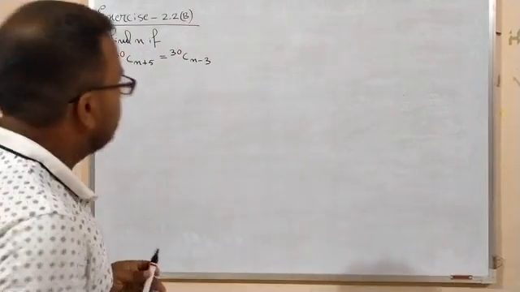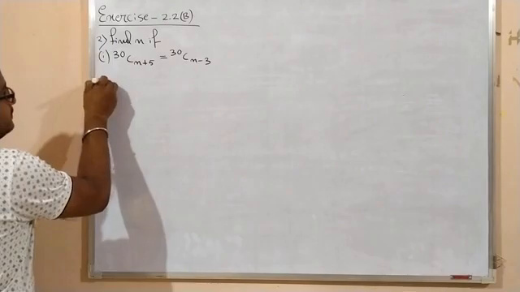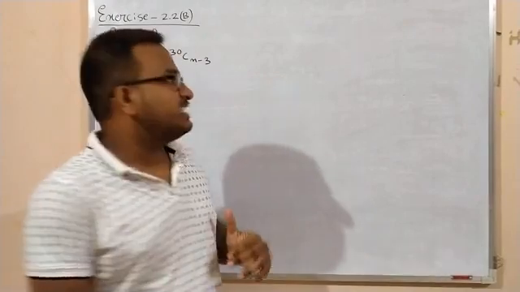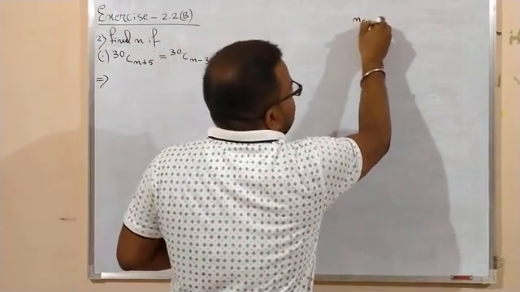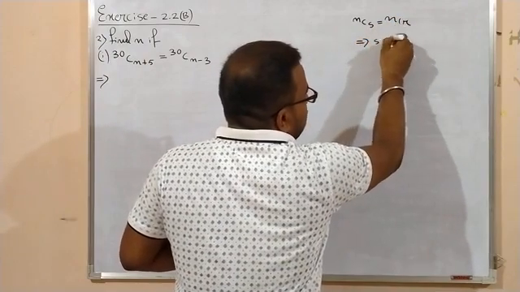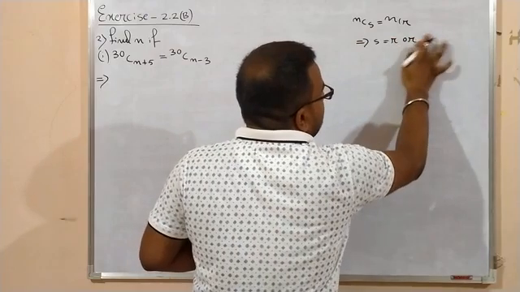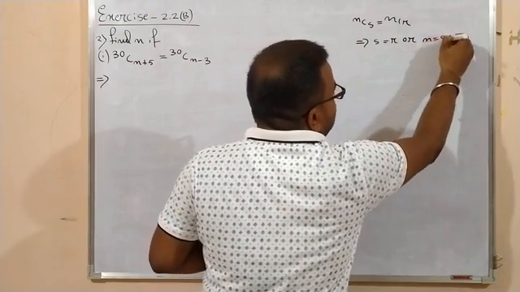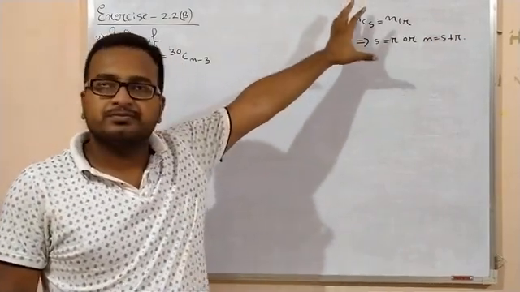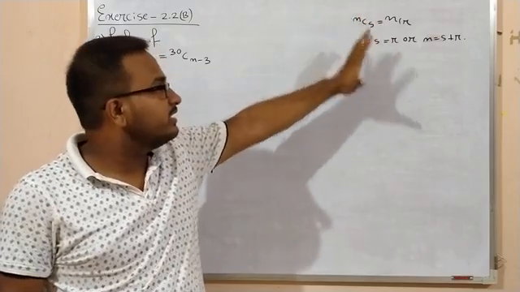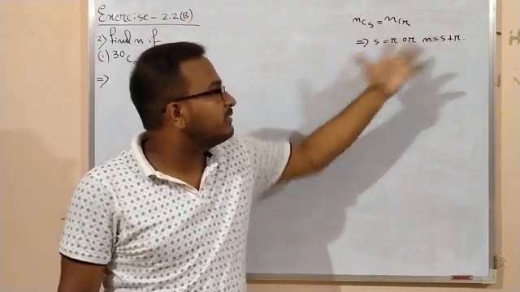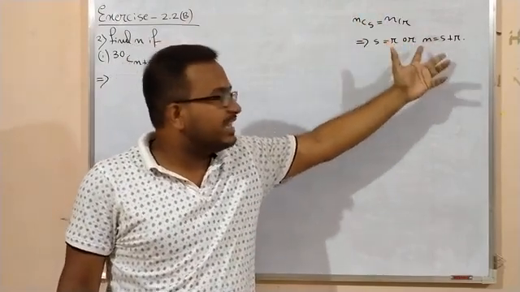Now you see, one property we have learned: if nCs equals nCr, if you can recall, then this implies what? Either s equals r, or n equals s plus r. If you can recall this, then this is the truth. This is the condition: if nCs equals nCr, then any one of these two conditions must be true. Either s equals r or n equals s plus r.